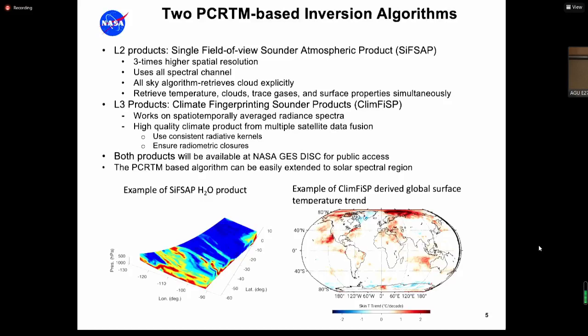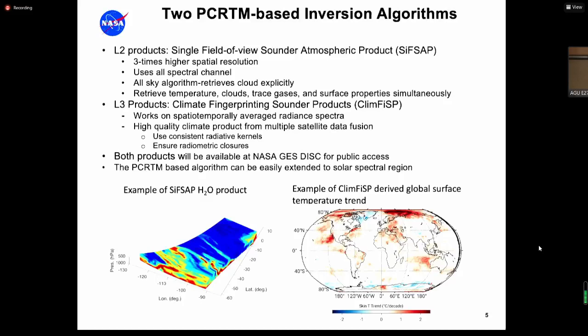It is different from the operational sounding algorithm in the sense that we use all the spectral channels because we're using the PCA analysis. We retrieve all the parameters simultaneously, like cloud, surface, temperature, water vapor, trace gases. For the operational algorithm, current NOAA and the NASA operational algorithm, they're doing cloud clearing. So they don't do cloud retrieval simultaneously. They remove the cloud from the observed radiance, which will introduce some error because the assumption they made may not be valid in the real world.